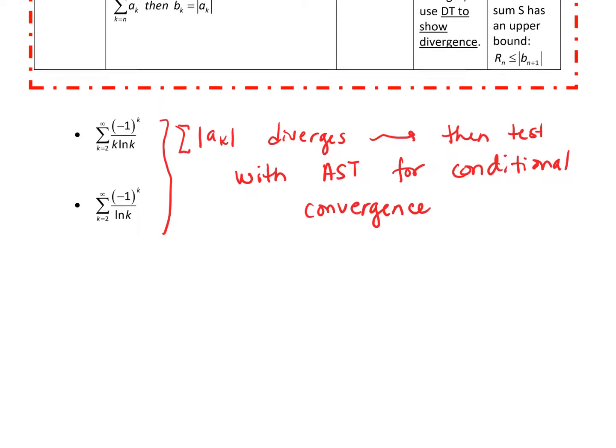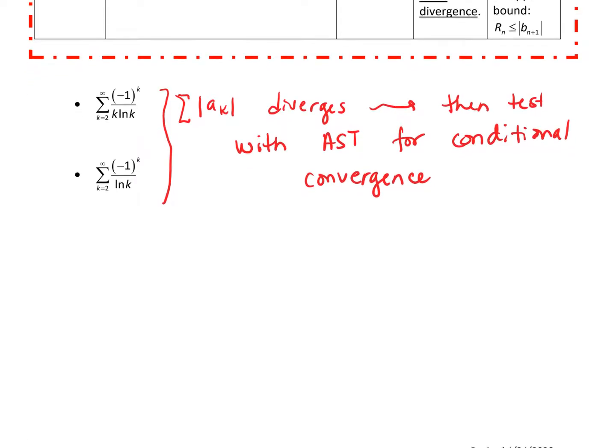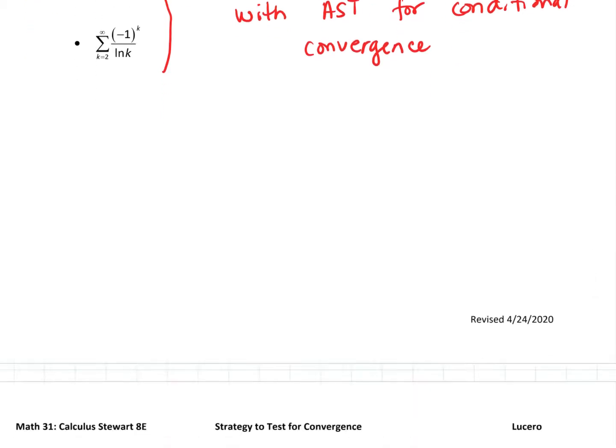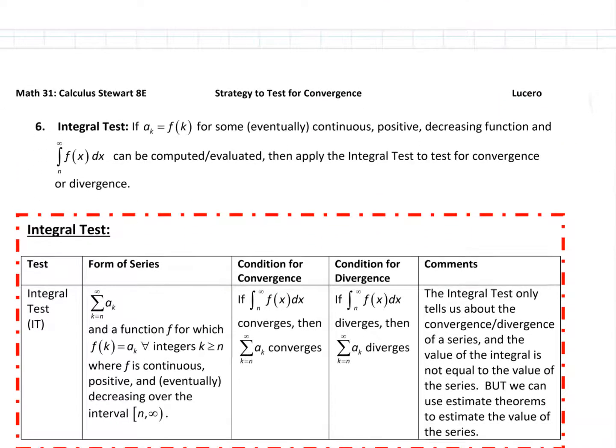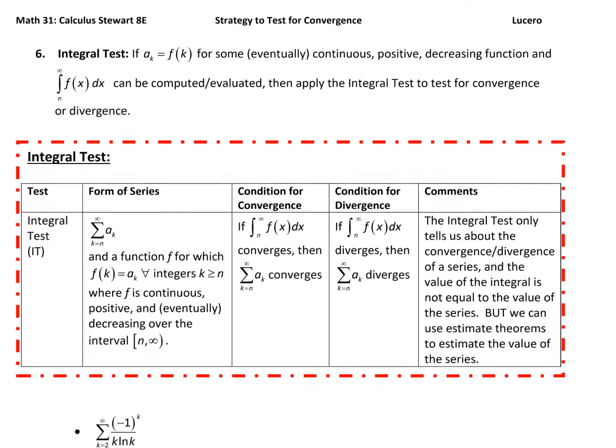Okay? So that's a great time to use the alternating series test, because the alternating series test doesn't tell us what type of convergence, it just says it converges. That's why I always test the absolute value first, and then you can apply the alternating series test and get conditional convergence. Okay. Then when would I apply the integral test?